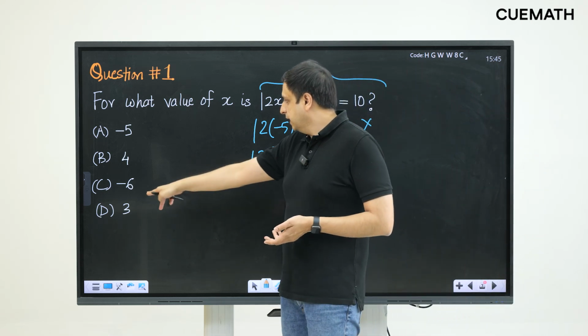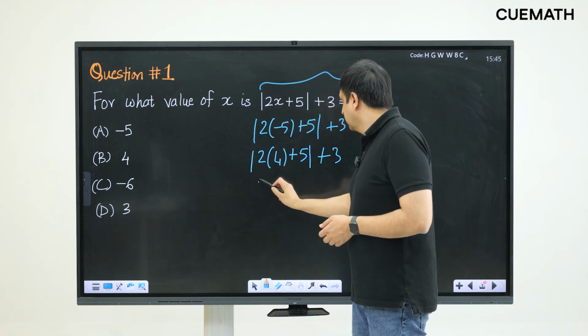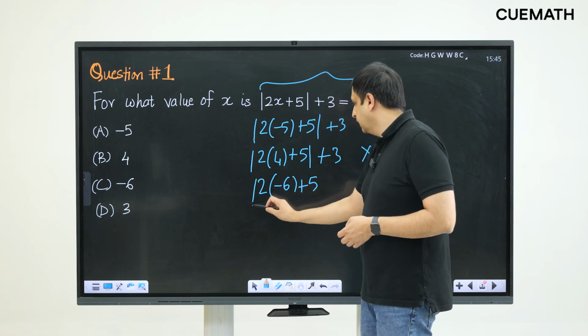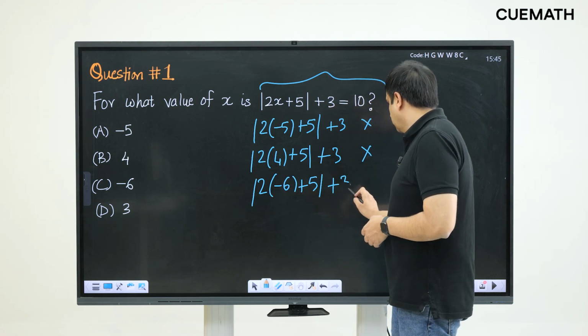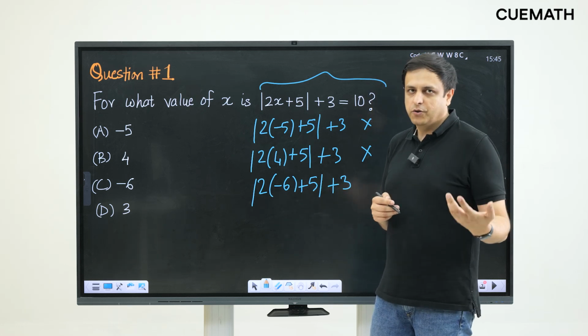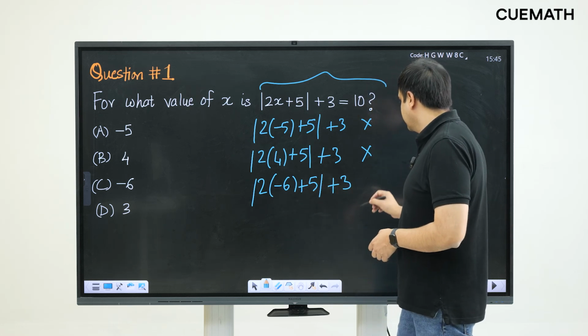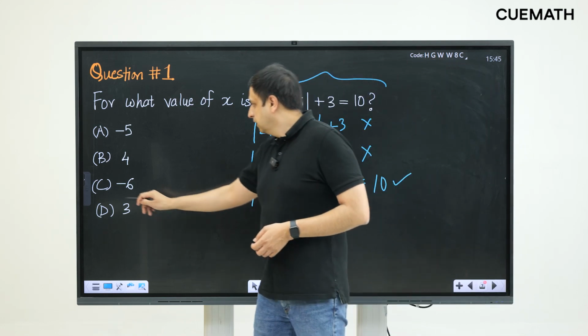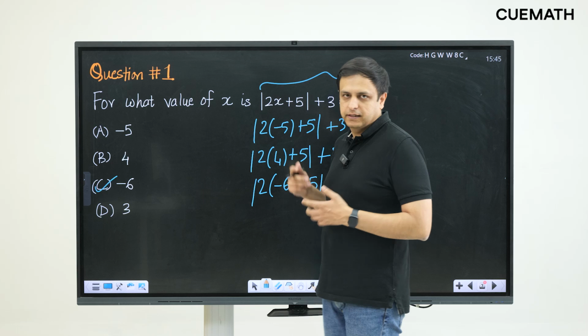Now if I substitute x equal to minus 6, I get 2 times minus 6 plus 5, the absolute value of that plus 3. Now 2 times minus 6 is minus 12, plus 5 is minus 7, absolute value is 7, and 7 plus 3 is equal to 10. Great.